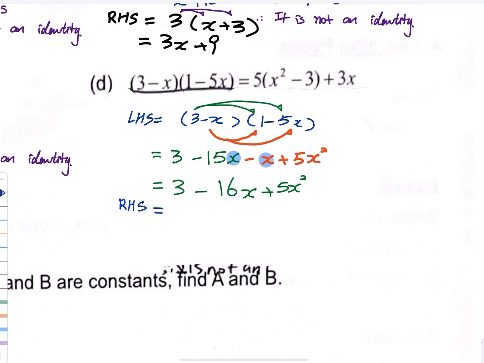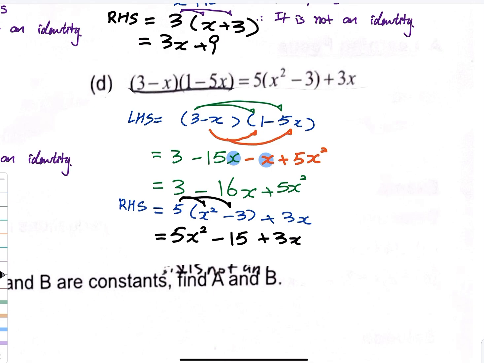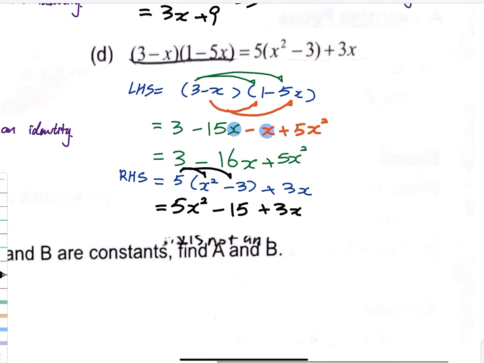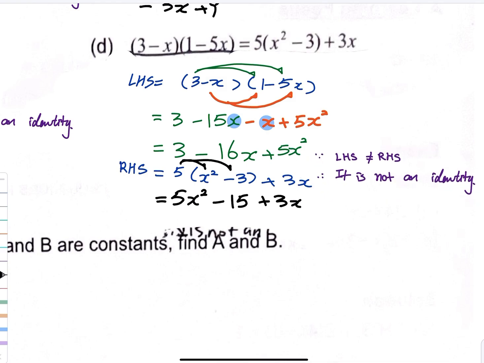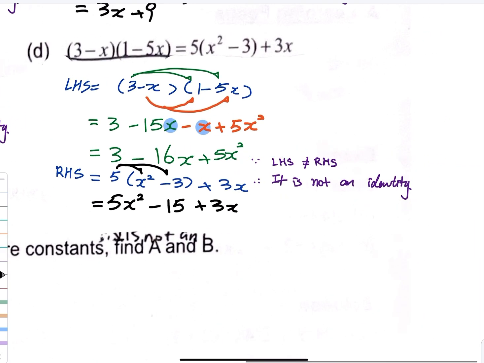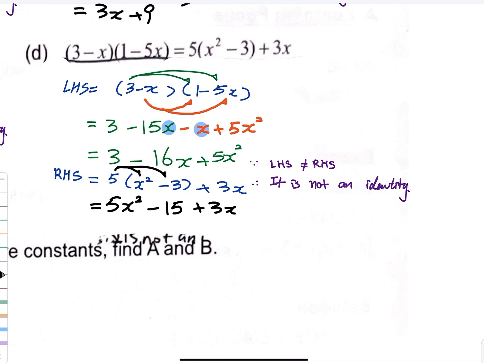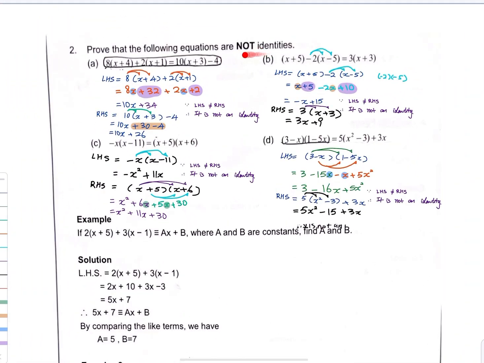Okay, right hand side. Open up the brackets. I want you guys to stop the video and do on your own first, and then check whether you get it or not. So 5 times x squared, you have 5x squared. 5 times negative 3, negative 15. And then copy everything else down. Now, is this the same as the above one? No, it's not the same. So what do we say? Since left hand side is not equals to right hand side, so it is not an identity. Remember to write this sentence in the end. This contains 1 mark. Okay, so that's how you prove not identities. So you just have to show that they are not the same.